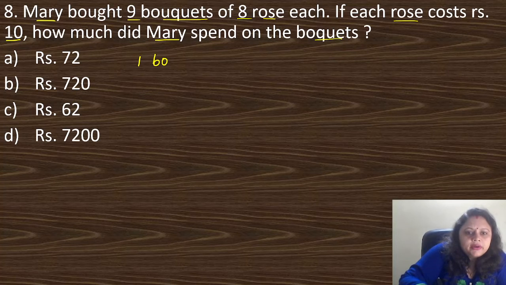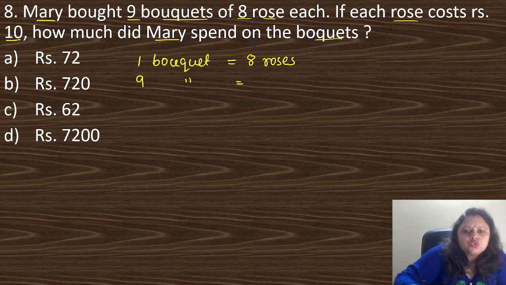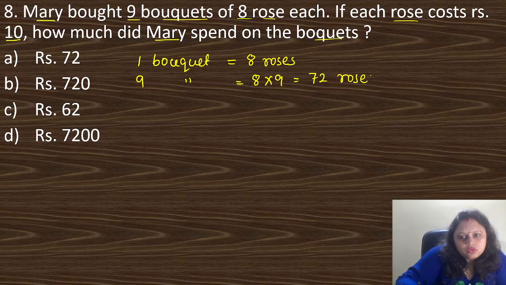In one bouquet, how many roses are present? 8 roses. So Mary has 9 bouquets. So how many roses are present in total? 8 into 9, that is equal to 72 roses.